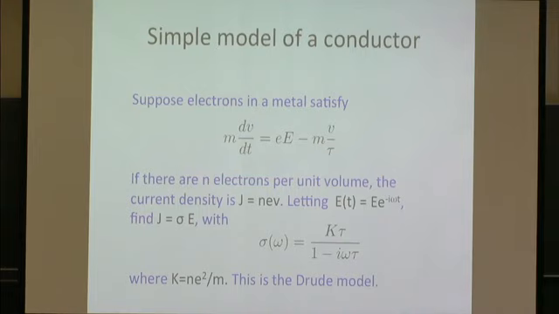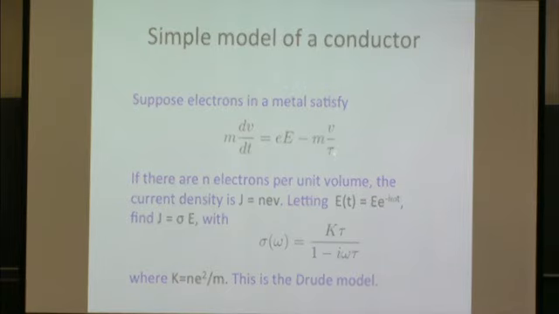Well, let me first just remind you of the simplest model of a conductor, the Drude model. And it goes as follows. If you suppose electrons in a metal satisfy an equation like this, mass times acceleration is the force due to the electric field, minus mv over tau. This is a damping term, a dissipation term, and tau is like a relaxation time.